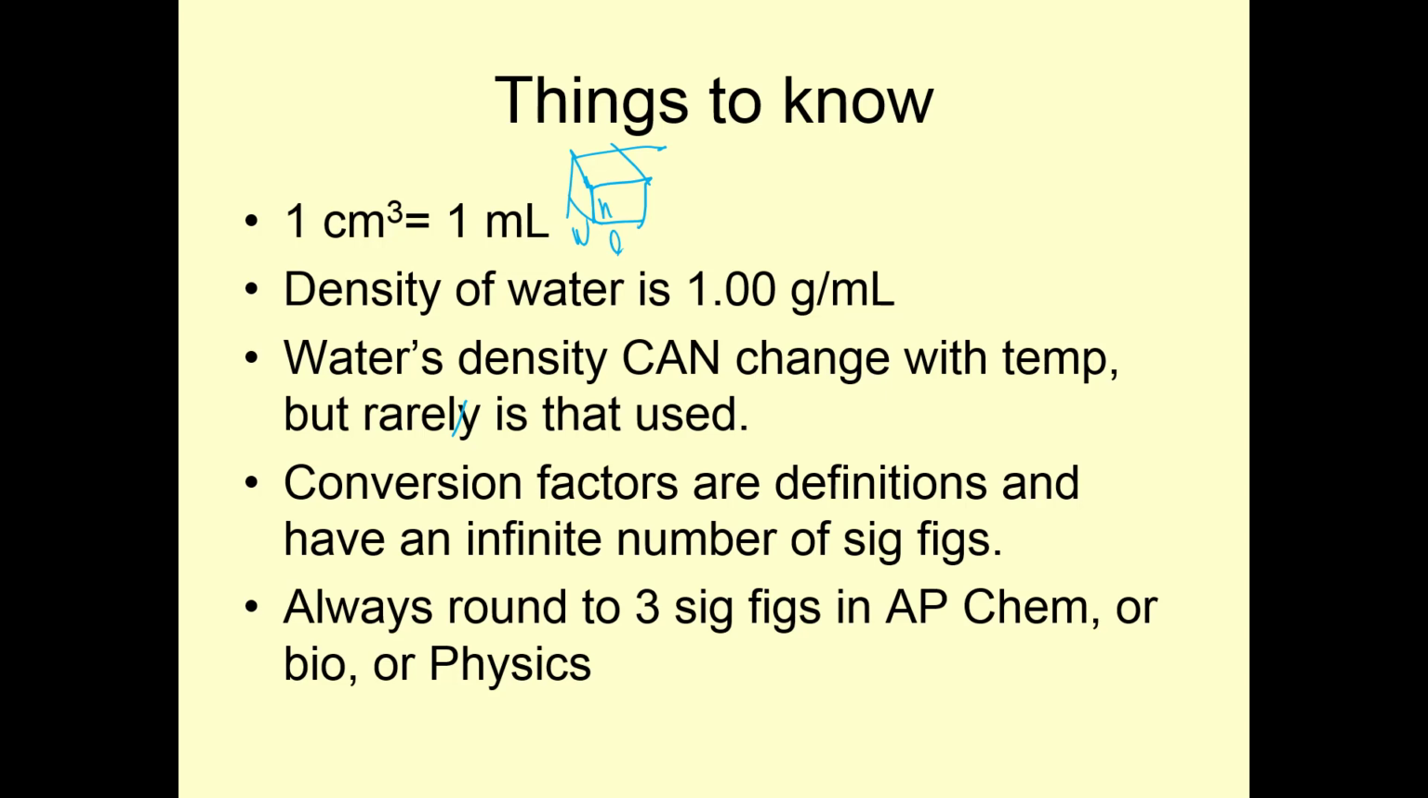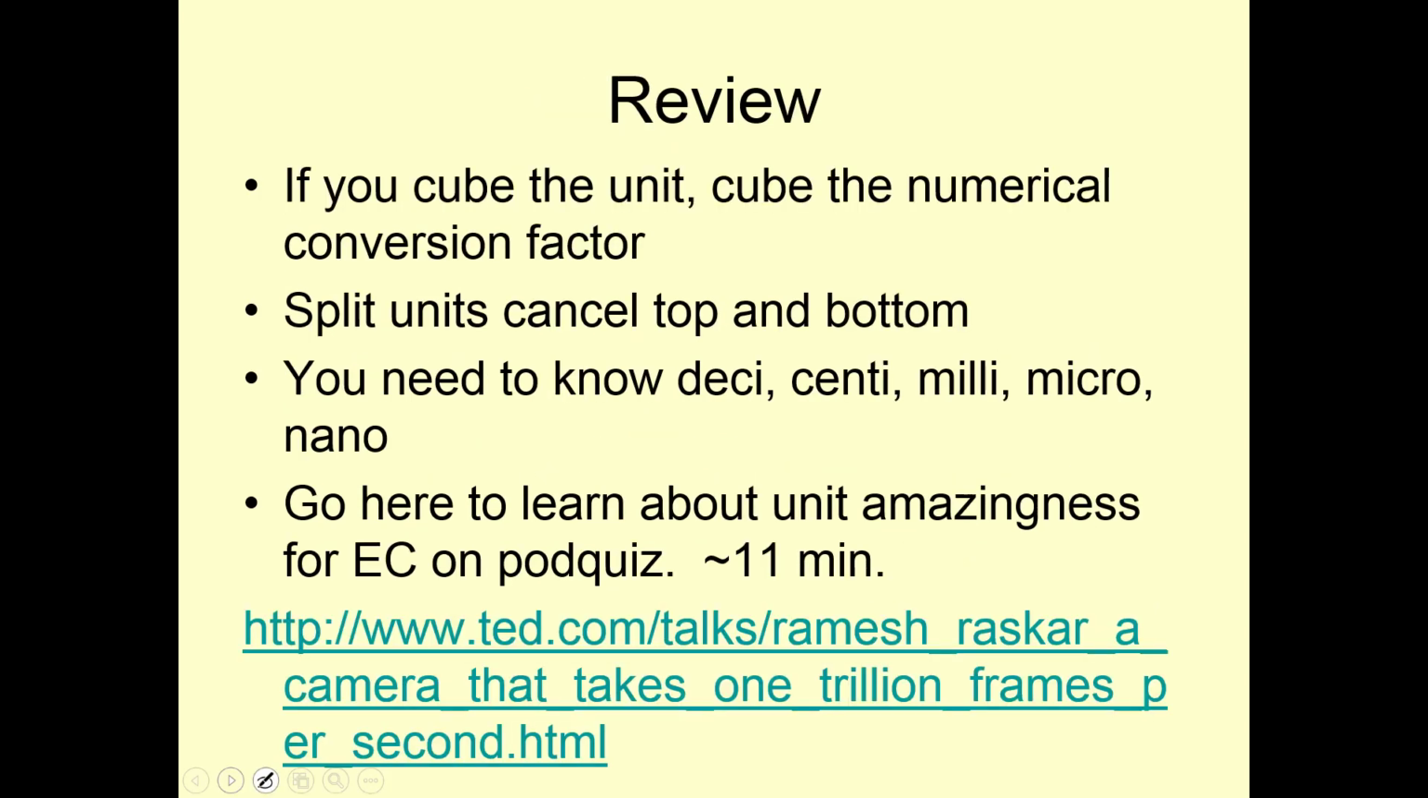Always remember 3 sig figs in AP chemistry or AP bio or AP physics or regular bio or regular physics. And that is about it, I hope. If you cube the unit, cube the numerical conversion factor. Split units, cancel the top and bottom. You need to know deci, 10, centi, 100, milli, 1,000. Micro is a million. No, I did that wrong. It's 1E6, and nano is 1E9.